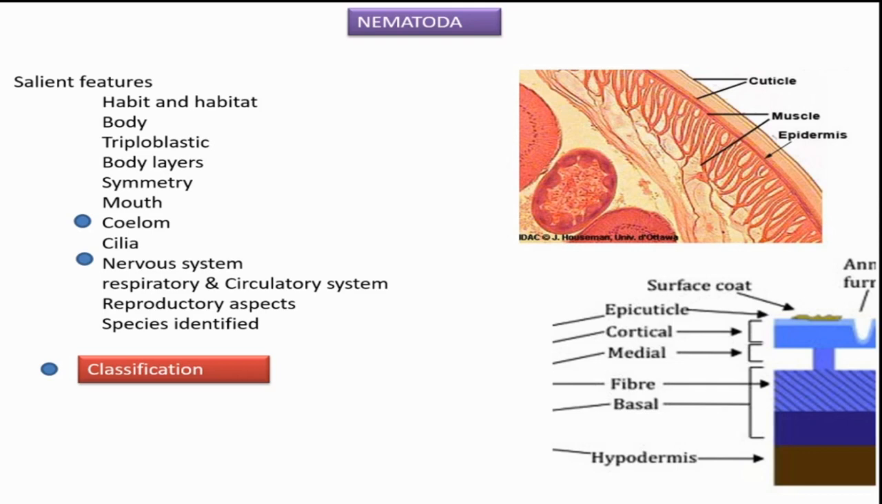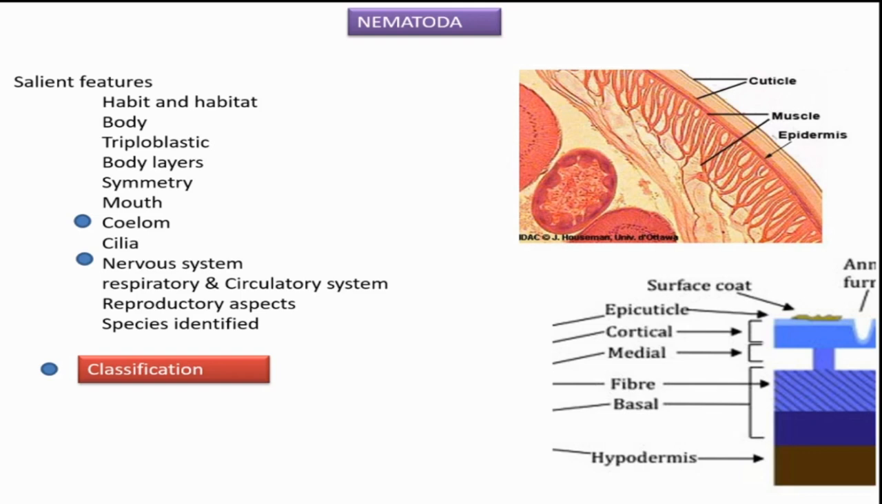Then we are going to see which are the body layers. They are mainly the cuticle. This much is cuticle, and below this is epidermis, and below that epidermis there lie muscle layers, longitudinal muscle layers, okay.